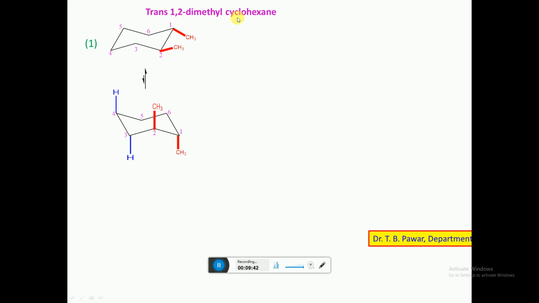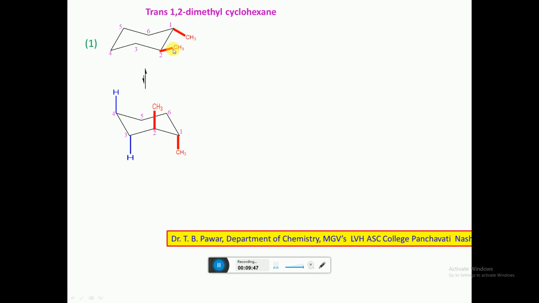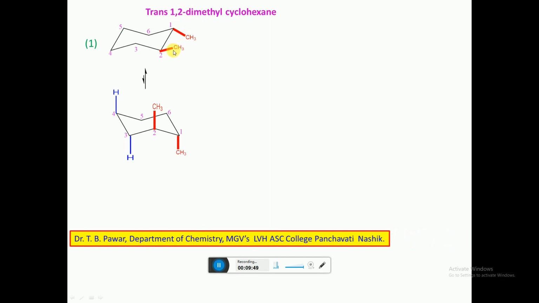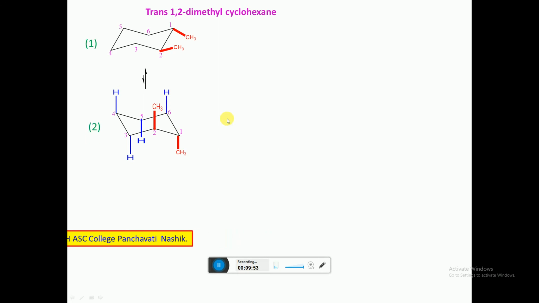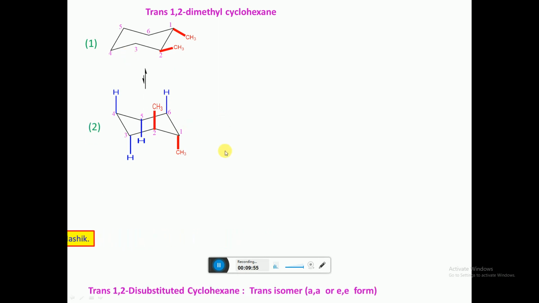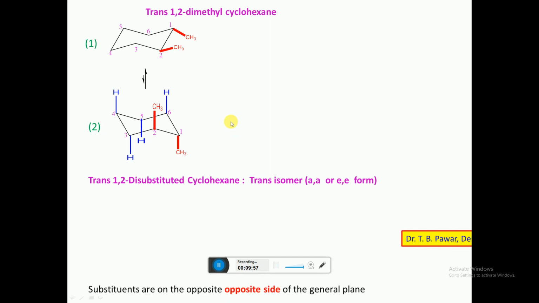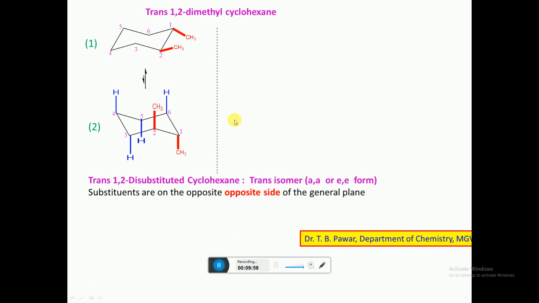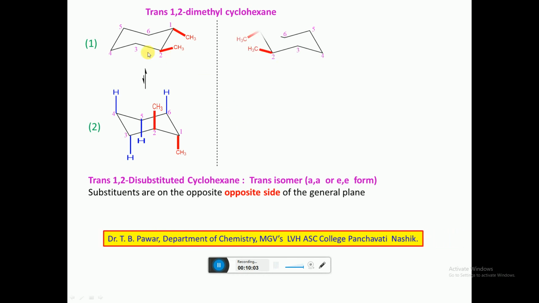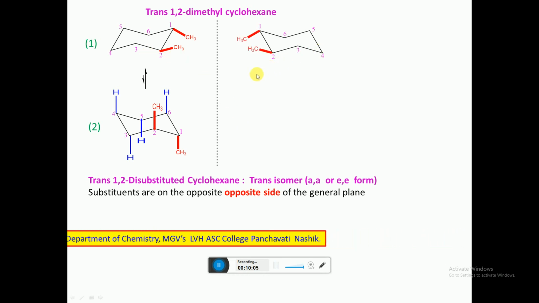So in trans 1,2-dimethyl cyclohexane, the methyl substituents may be in the equatorial position or axial position. One flips to 2, and if we place the mirror, then this becomes a mirror image of this one, 1, 2.